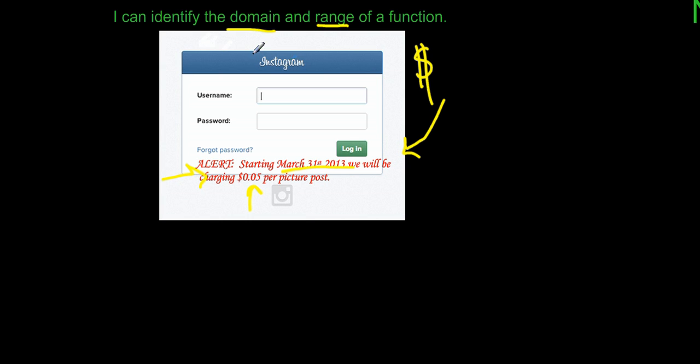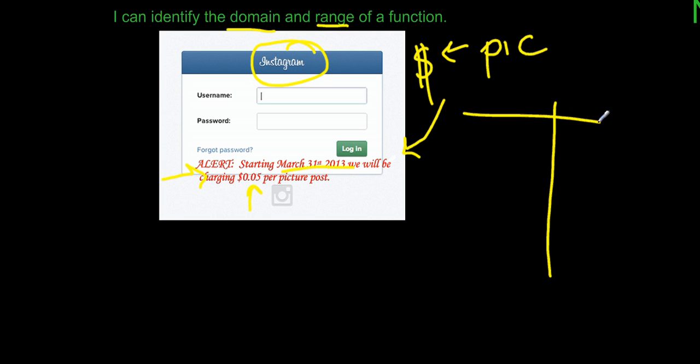So when I think about this situation of Instagram, I think about the fact that there are two things going on: there's money and the number of pictures I post. Those are my two things. When I think about putting this information into a table, we have our pictures and we have our money. The number of pictures I post is independent, and it's going to determine the amount of money I spend.